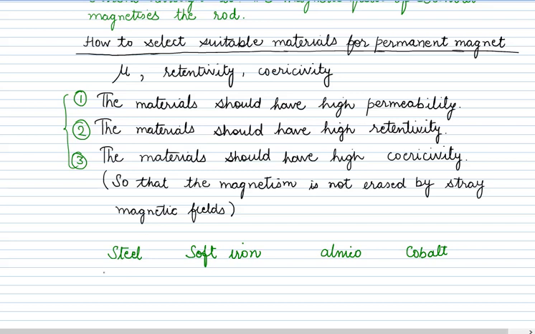If you go for steel, then it has comparatively small retentivity. Yes, the retentivity is good, but in comparison to other permanent magnetic materials, it is comparatively small. And if you go to soft iron, then the coercivity is comparatively small.